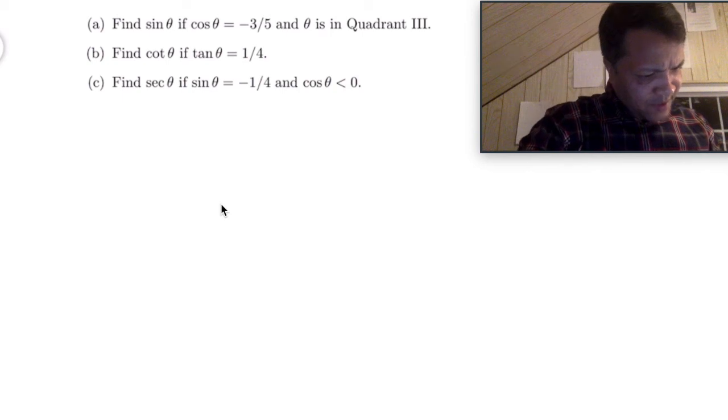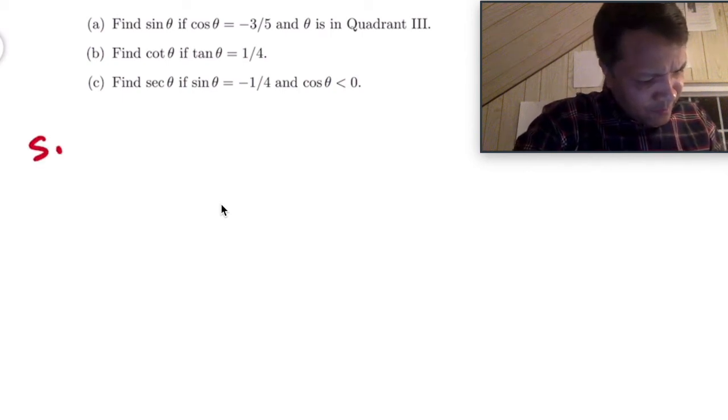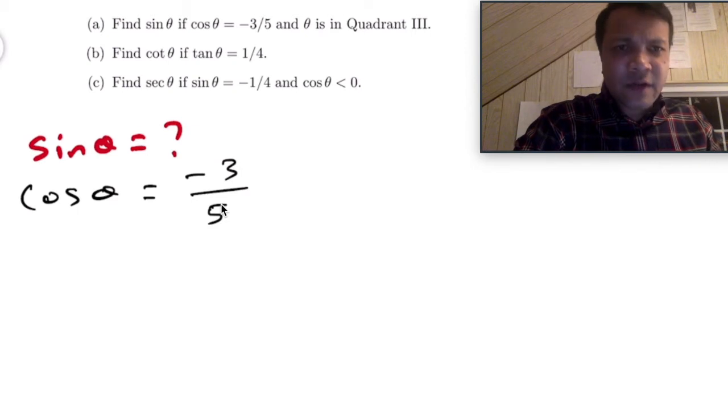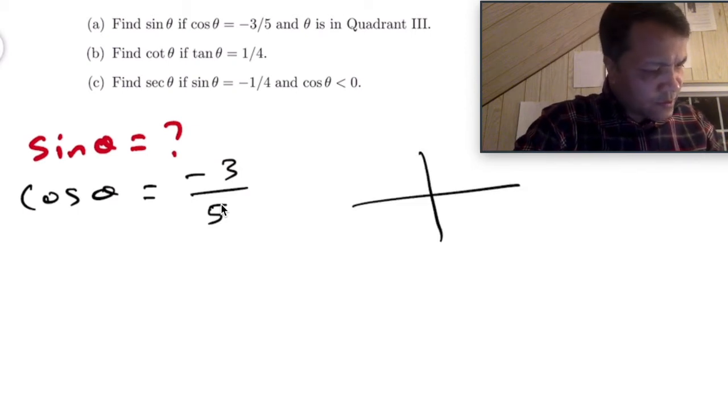Our first problem is find sine theta. So sine theta is equal to what? If cosine is negative 3/5 and theta is in the third quadrant. So the theta is in the third quadrant.